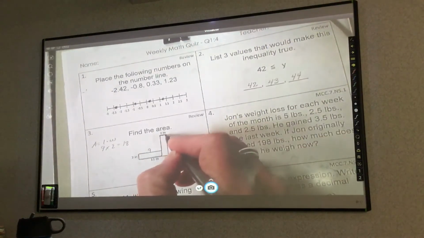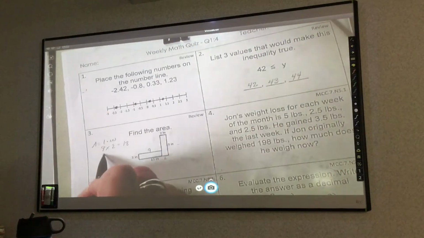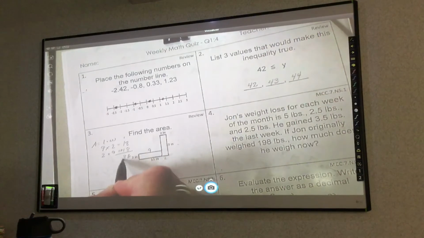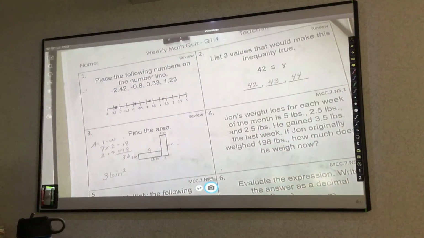Here it would be 2 times 9, which is 18. So then I add the 2 numbers up, and I get 36, and your label should be inches squared. If you didn't have the label but had the correct number, still give yourself credit for it.